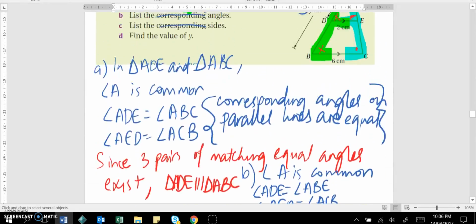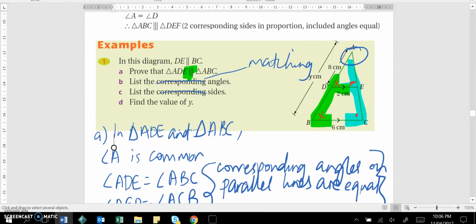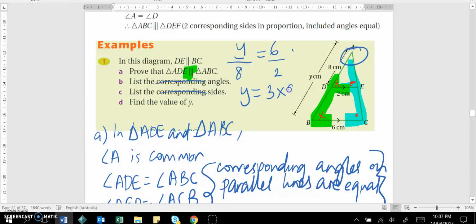Nice. Okay, the last part of the question says find the value of y. So for this section, which I'll do up here, I can use the ratios of triangles to do this. So I'm going to go y over, so the big side here over the small side 8, y over 8 equals the big side 6 over the small side 2. And I'm going to go y equals 3 times 8, which is 24 centimeters. And that's the first question done.